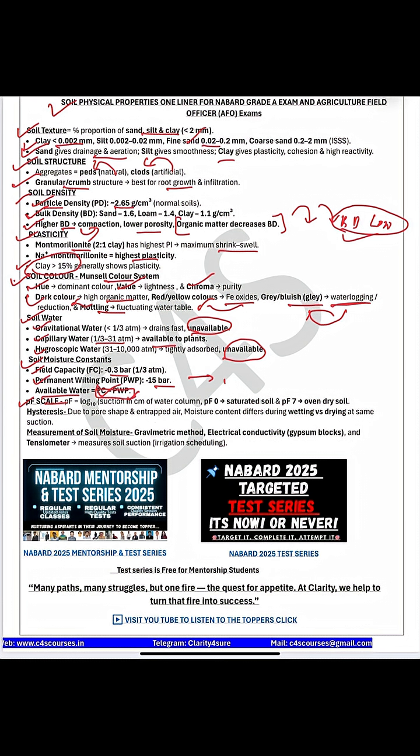So the pF scale represents how much energy is required for roots to absorb the water. A pF 0 value indicates the soil is saturated, and pF 7 indicates the soil is over dry, that means it needs more energy to absorb the water.